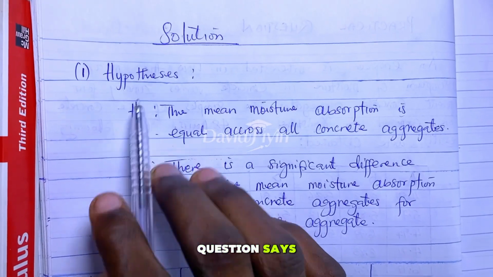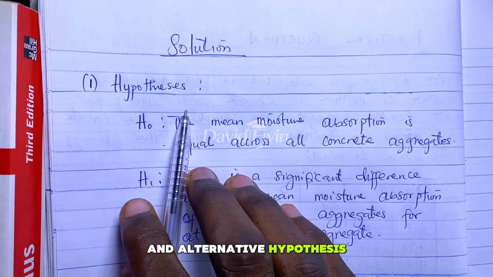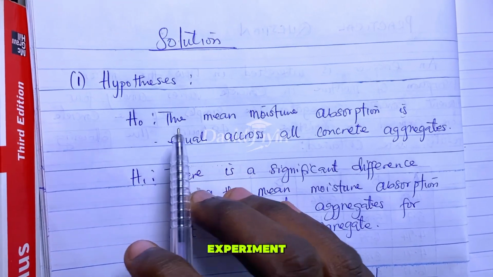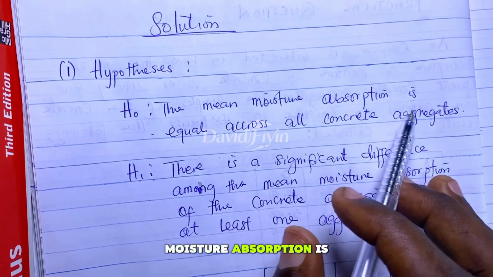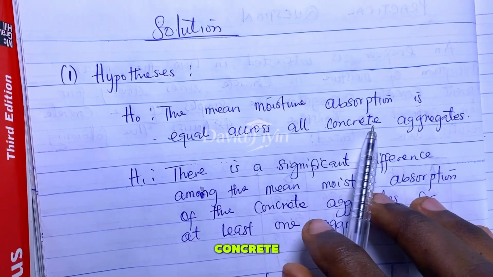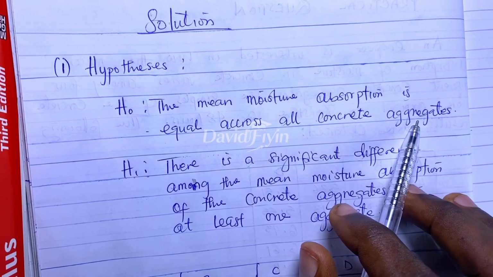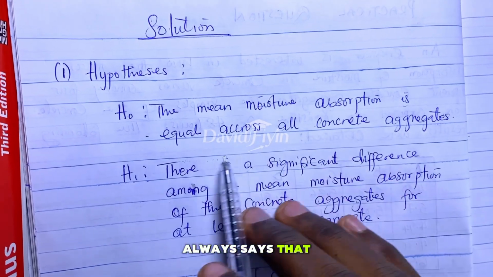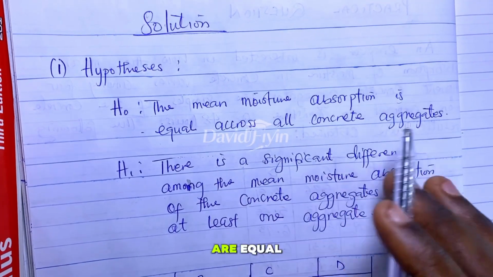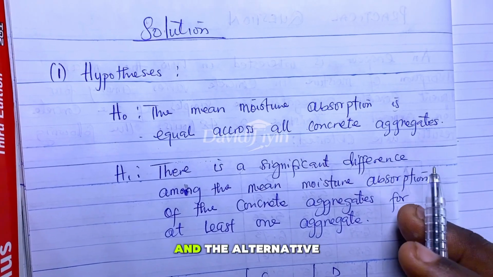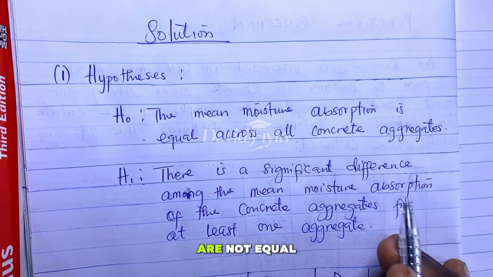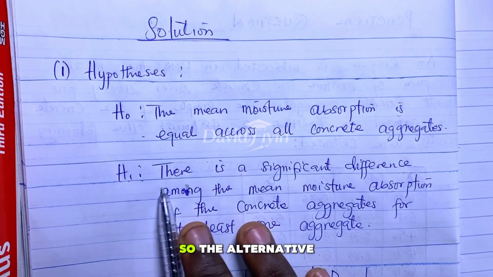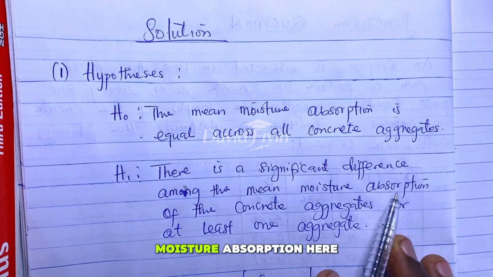So the first question says, state the null and alternative hypothesis for the experiment. The null hypothesis goes: the mean moisture absorption is equal across all concrete aggregates. If you remember, we said the null hypothesis always says that the treatment effects are equal, and the alternative hypothesis says otherwise, that the treatment effects are not equal for at least one treatment. So the alternative hypothesis says there is a significant difference among the mean moisture absorption.